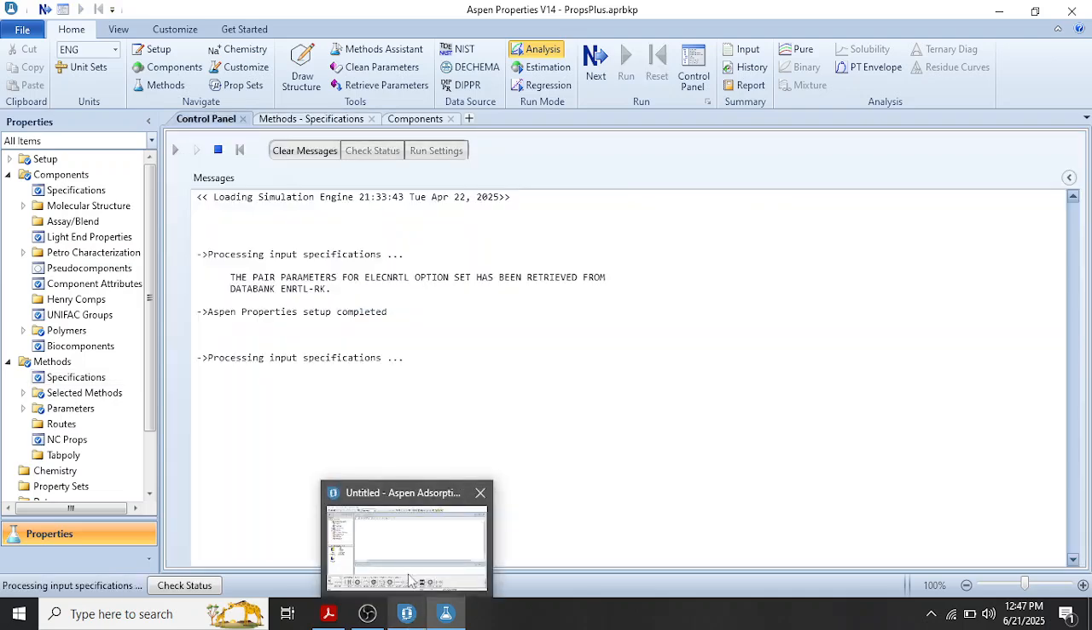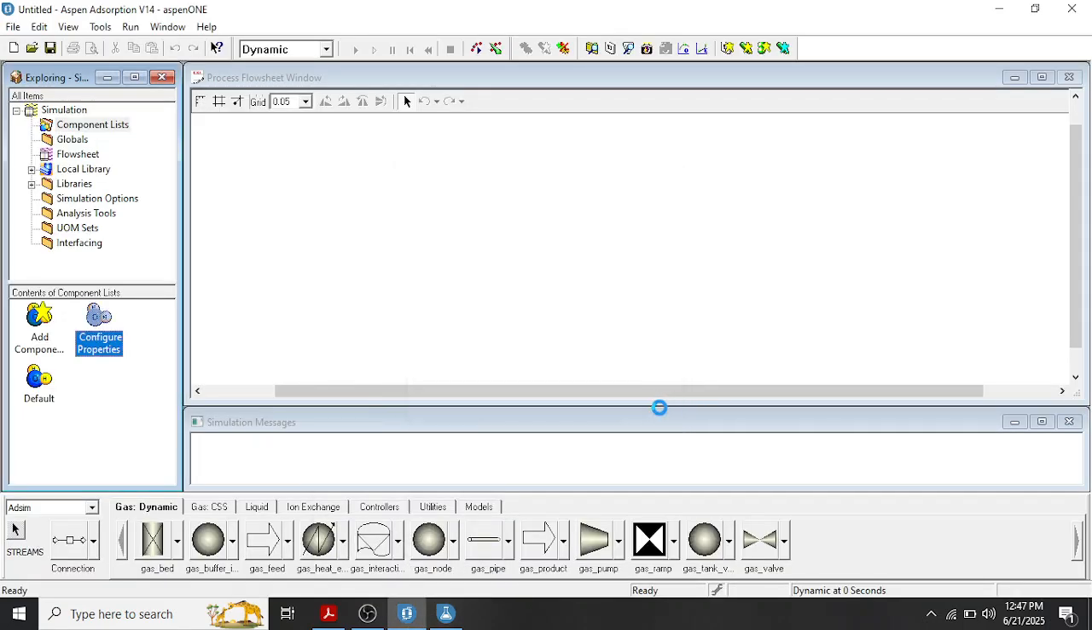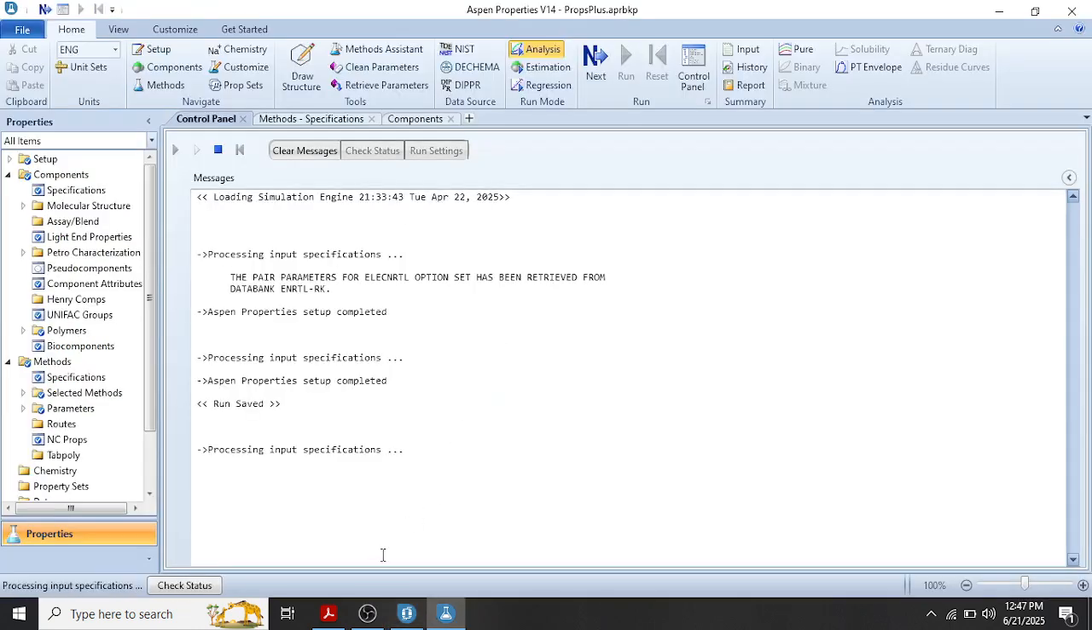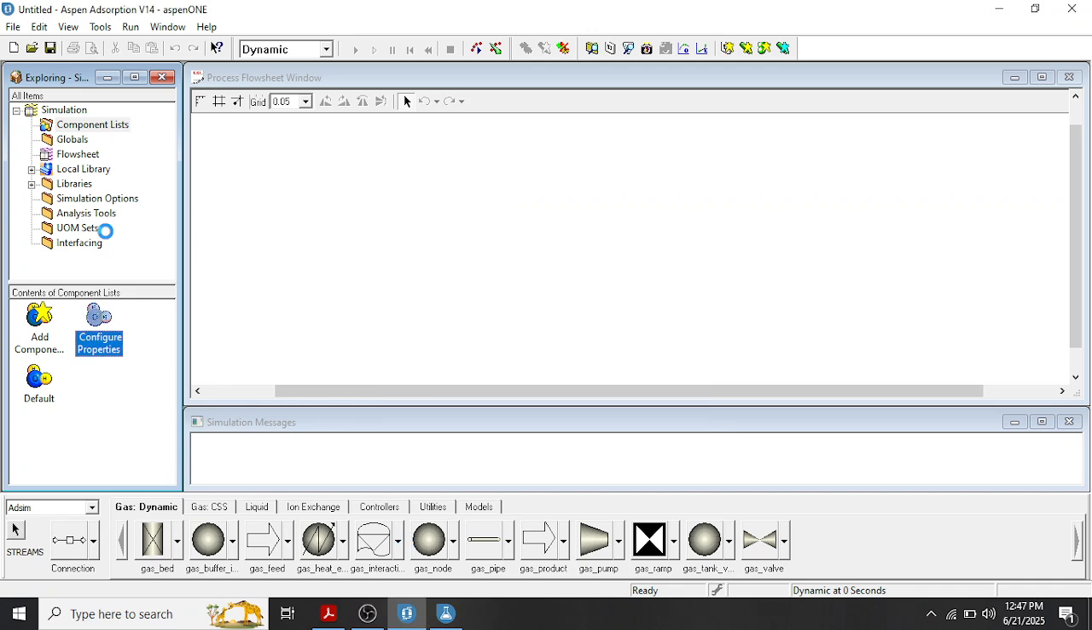Now go to the Aspen Adsorption, click on OK. Again go to Aspen Plus and click on yes. So go to Aspen Adsorption again. It will take some time. So we added our component from Aspen Plus to Aspen Adsorption.